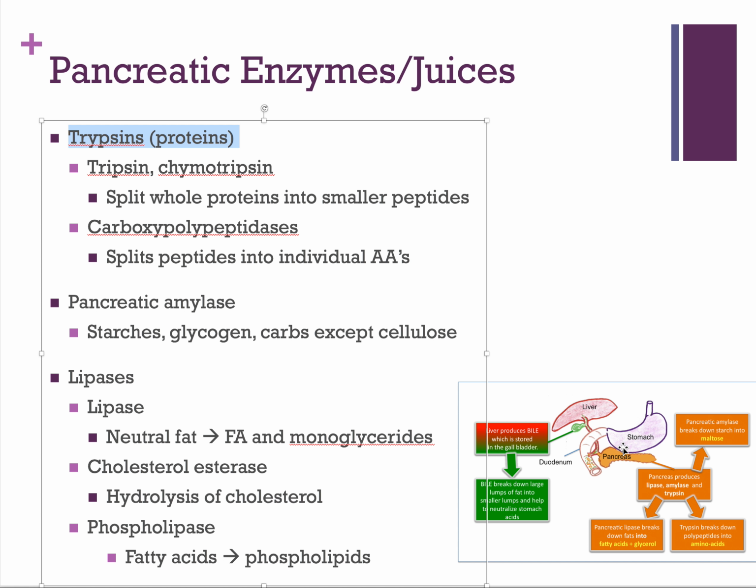pancreas can be damaged and why things like cystic fibrosis, pancreatic cancer, pancreatitis are so deadly, because it digests proteins, and organs are proteins. Trypsin and chymotrypsin split whole proteins into smaller peptides, and then carboxypolypeptidases, little enzymes, split the peptides into individual amino acids so that the liver can deaminate them. We already said amylase helps break down our starches, glycogen, all carbs except cellulose, which is a component of plant cell walls, so that will be incorporated a lot of the time into the roughage of the stool.